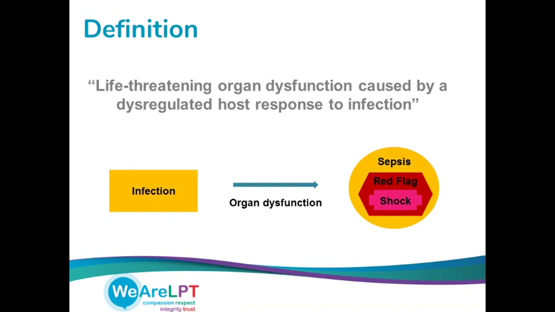The diagram shows that there has to be an infection present. Most of us will get better from that infection with a course of antibiotics and a period of rest. But sometimes, for some reason, the patient with a particular infection may have that overwhelming response, resulting in their organs beginning to dysfunction, which in itself is the start of sepsis. If sepsis is not treated promptly, this can develop to red flag sepsis, which can lead to shock and death, again, if not assessed and treated promptly.